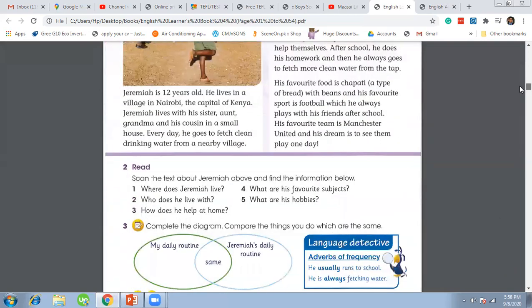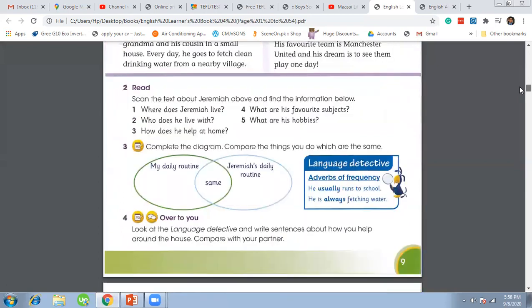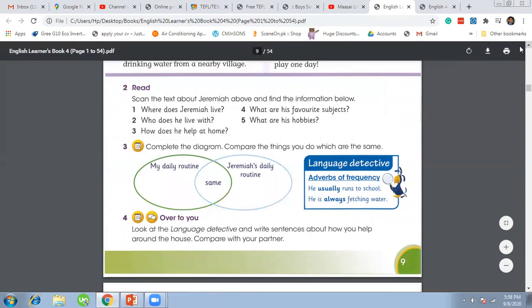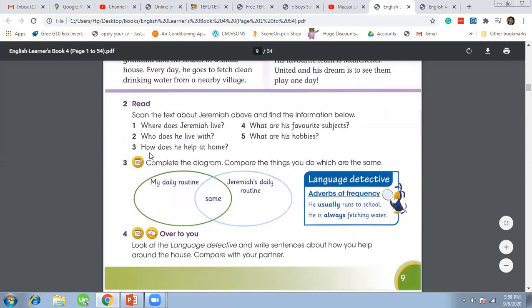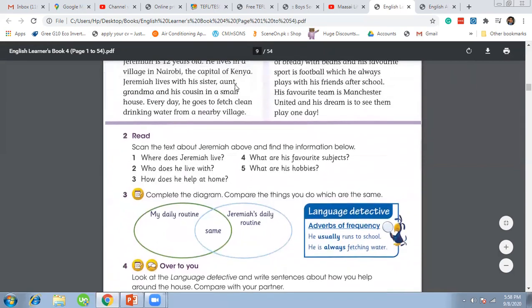After finishing the story, we had some question answers. Seems like really easy. So where does Jeremiah live? He lives in Nairobi, the capital of Kenya. Who does he live with? He lives with his sister, aunt, grandma, and his cousin in a small house. How does he help at home? Right? He goes to fetch clean drinking water from nearby village. This is how he helps.